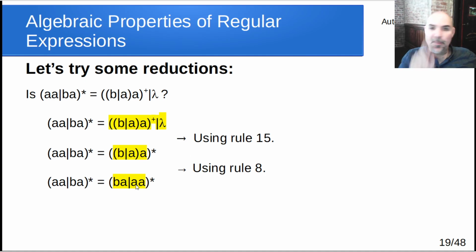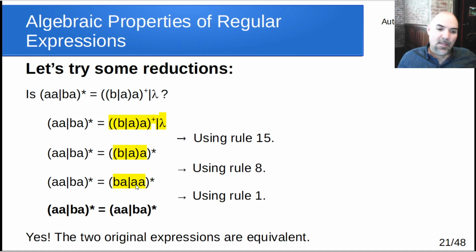Let's focus on that. So things that are union, we can use the commutative property to switch those, and that was Rule 1. And now we have those two things matching, AA or BA star is definitely equivalent to AA or BA star. And notice that since we use an algebraic property legitimately in each of these steps, we know that our answer is right. And these two that we started with essentially are equivalent. They define the same language. So those two original expressions are equivalent.